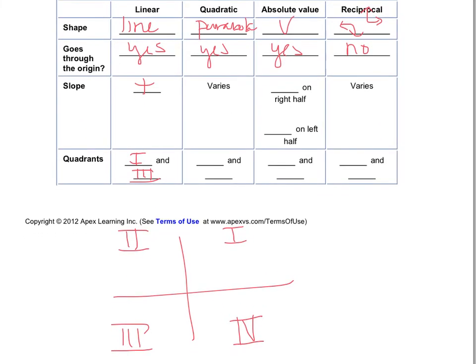The quadratic parent function has a slope that varies. It always goes through quadrants 1 and 2. The absolute value has a positive 1 slope on the right half and a negative 1 slope on the left, and it also goes through quadrants 1 and 2. And then lastly, our reciprocal is in quadrants 1 and 3.